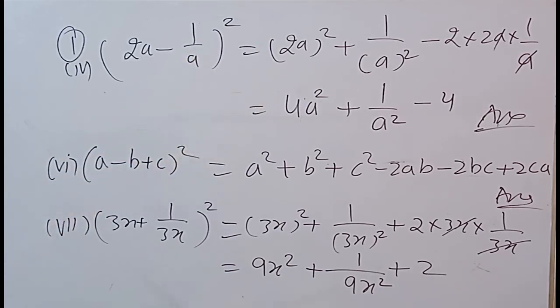Now I am taking question number 1, sixth part, that is (a minus b plus c) whole square. I already told you the formula: (a plus b plus c) whole square is a square plus b square plus c square plus 2ab plus 2bc plus 2ca.